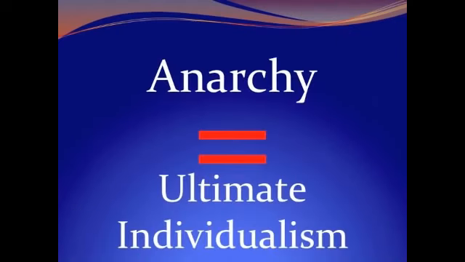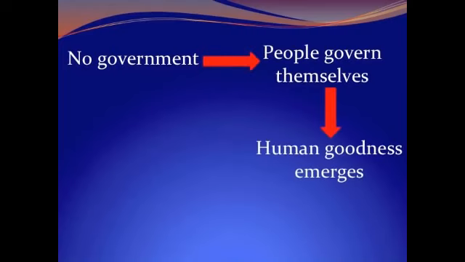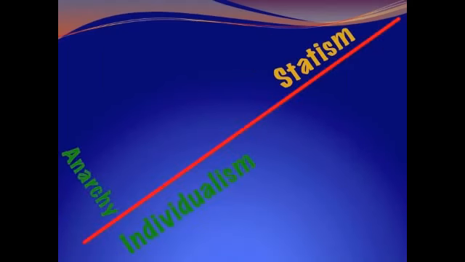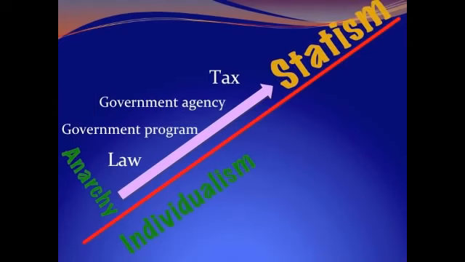The thinking in anarchy is that if there's no government, the people will govern themselves and the goodness of human nature will rise up and lead to a free, safe, and happy society without the government telling everyone what to do. Now, from here on out, every political system will add a little more government and therefore be one step closer to statism. Every law, every government program, every government agency, and every tax increases the freedom and power of the government and decreases the freedom and power of the individual. Now, this isn't necessarily a bad thing. You've just got to find the balance between the individual and the government.